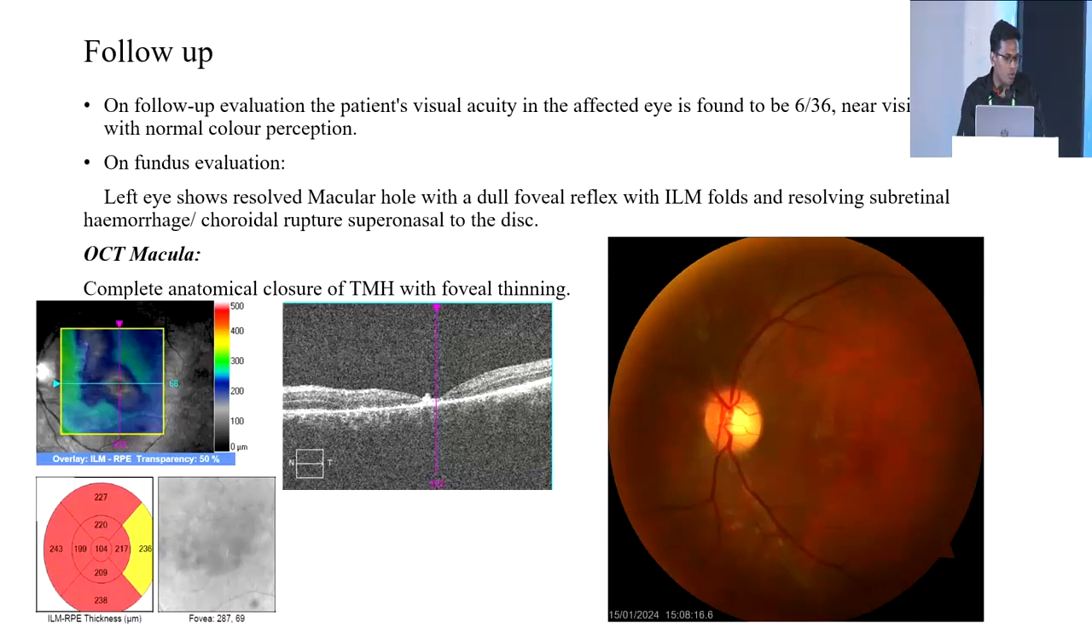On follow-up of our patient, the visual acuity in the affected eye was found to be 6/36, near vision N10 with normal color perception. On fundus evaluation, the left eye showed a resolved macular hole with a dull foveal reflex and ILM folds, and resolving subretinal hemorrhage was seen. OCT macula showed complete anatomical closure of the traumatic macular hole with foveal thinning.